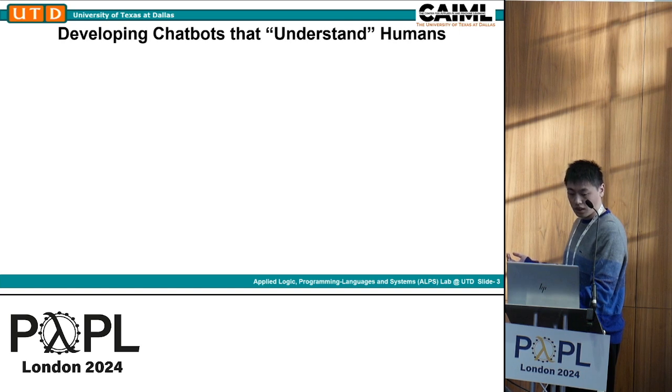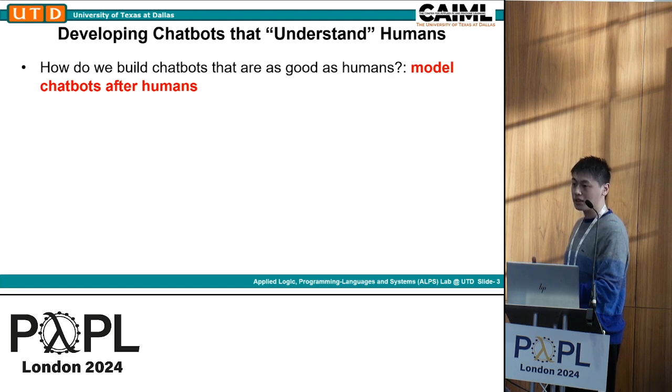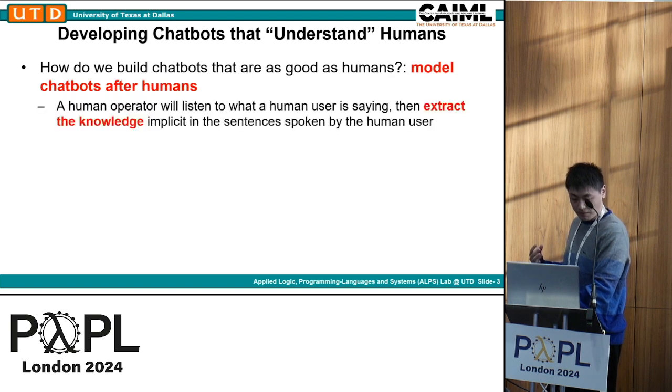Okay, so I would like to ask you one question: how do we build chatbots that are as good as humans? Our answer is that we should model chatbots after humans, because we want the chatbots to interact with humans. So we want them to think or work the way humans think. That is our principle. So how do we do that?